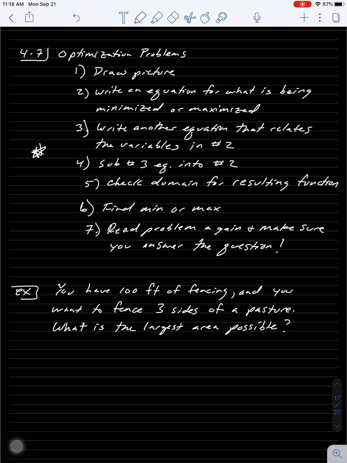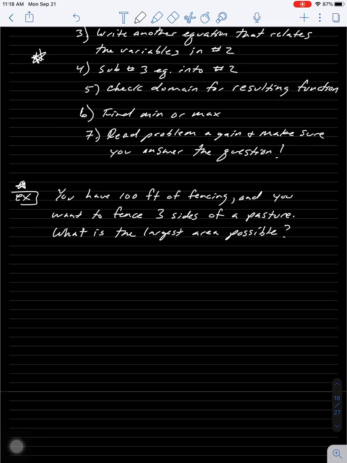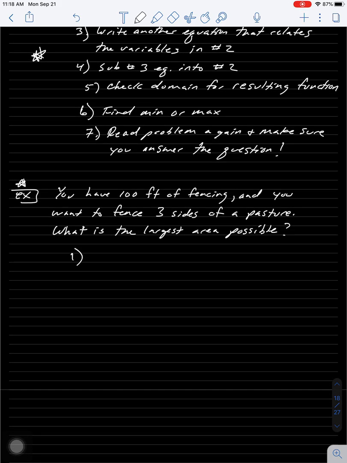So here's our first example. You have 100 feet of fencing. You want to fence 3 sides of a pasture. What is the largest possible area? So first thing that you want to do is draw a picture. Okay, so there's something over here that's not being fenced, and then the rest of the pasture.